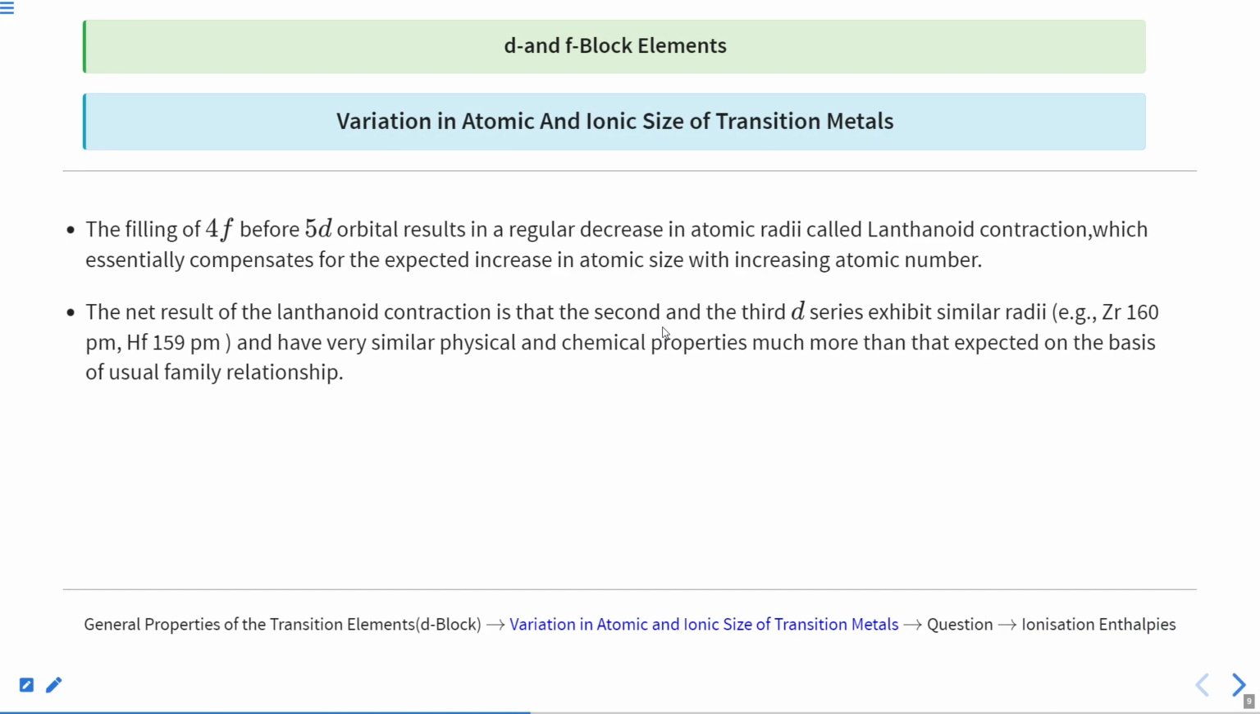So the same thing is mentioned here. The filling of 4f before 5d results in a regular decrease in atomic radii, and this is called lanthanoid contraction. So this point is very important: the filling of the 4f orbital before the 5d orbital results in a regular decrease in the atomic radii due to the poor shielding of the f orbital. Why is the f orbital poor in shielding?